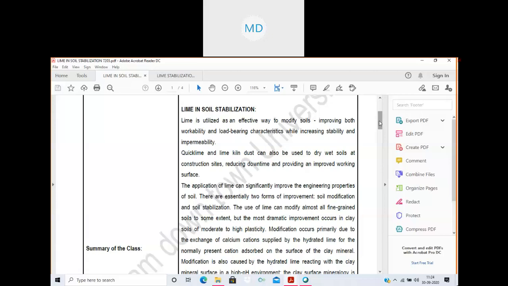Now there are various processes, as I've told, physical, chemical, and so on. Generally here we will deal with the chemical process, which is termed chemical stabilization of soil. That has one more unit, or one more topic, that is chemical stabilization of soil, how we stabilize the soil using various chemicals. So here we'll be studying about lime.